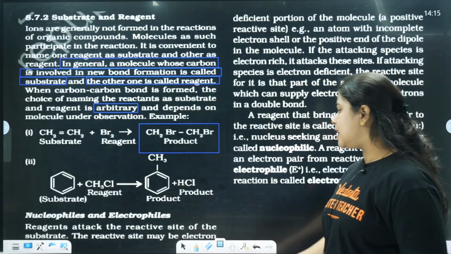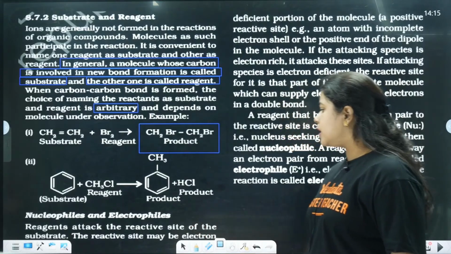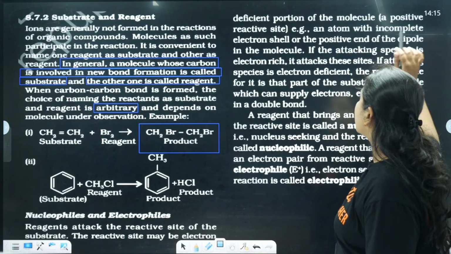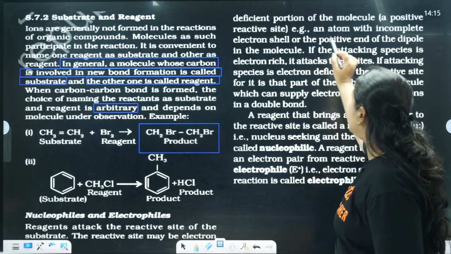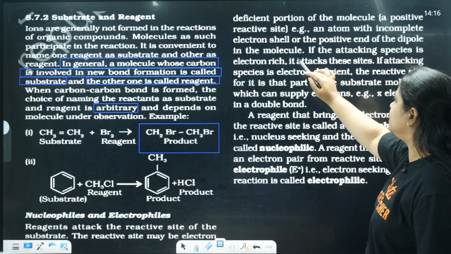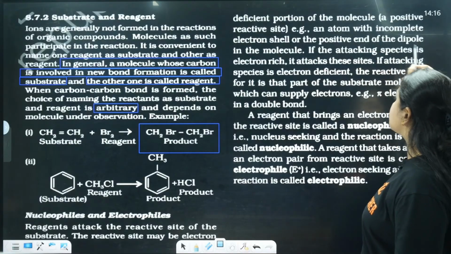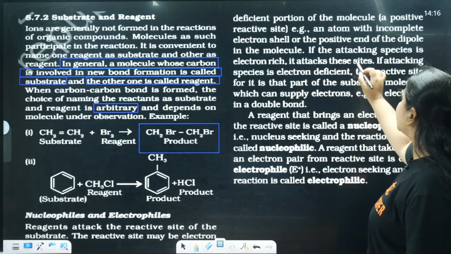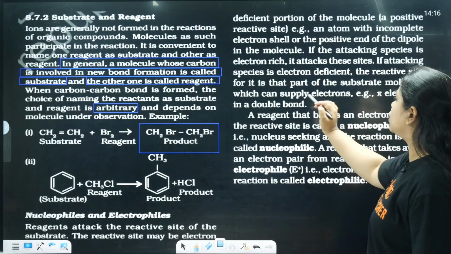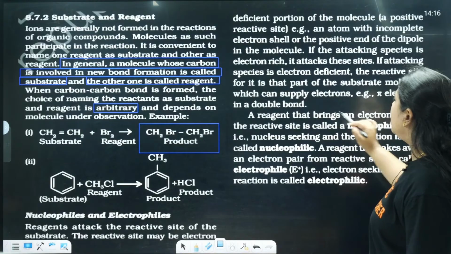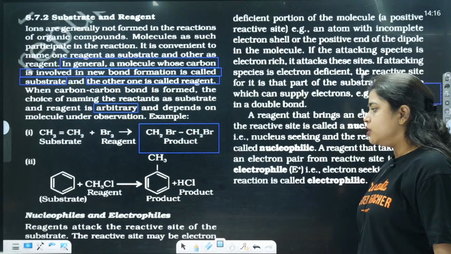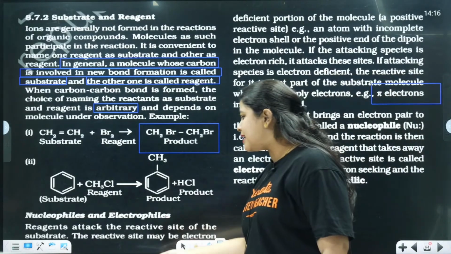Now reagents attack the reactive sites on the substrate. The reactive site may be an electron-deficient portion of the molecule, like a positive reactive site. Example: an atom with an incomplete electron shell or the positive end of a dipole in the molecule. If the attacking species is electron rich, it is attracted to these sites. If the attacking species is electron deficient, then the reactive site for it is that part of the substrate molecule which can supply the electrons, for example pi electrons in a double bond. So what is the meaning of nucleophiles and electrophiles?